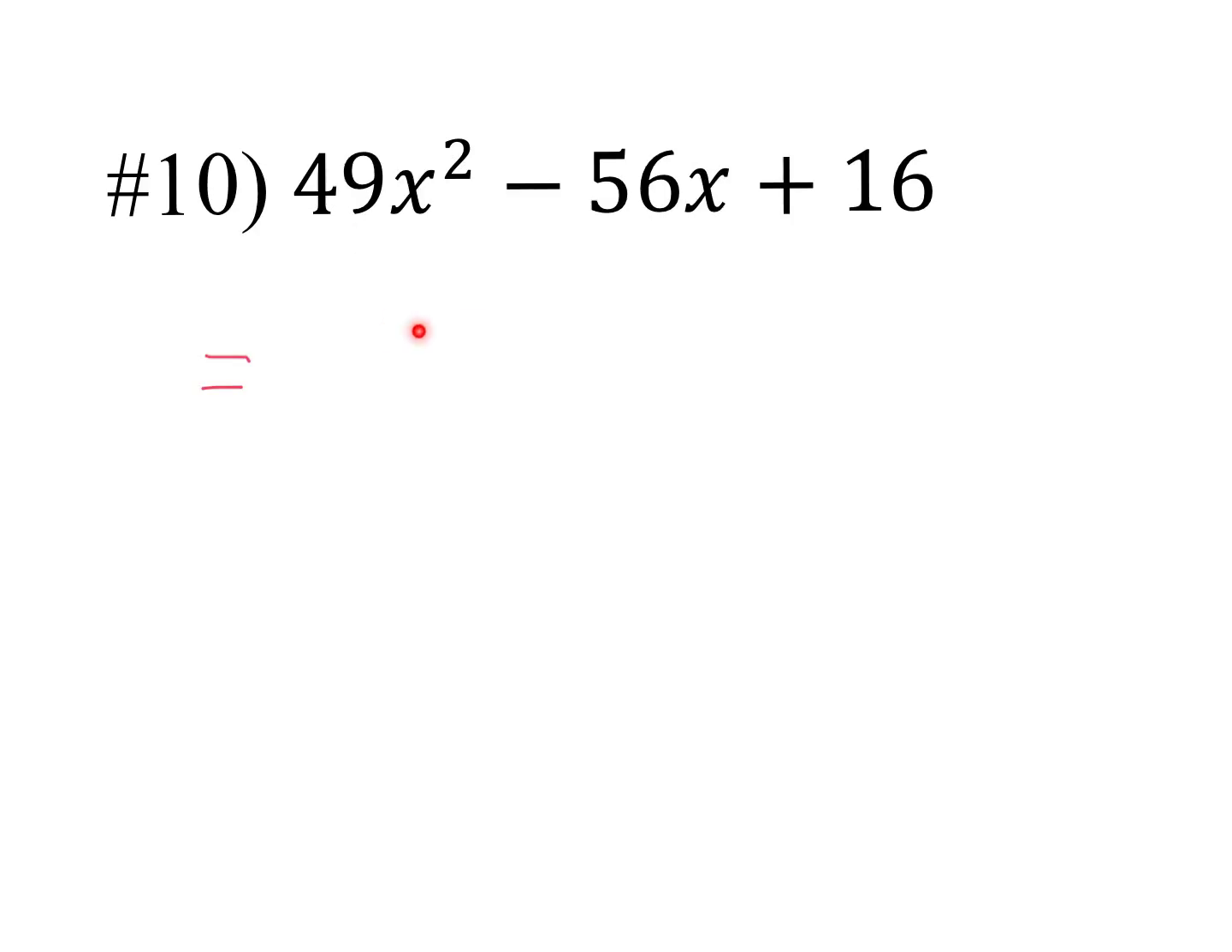Is 7 times 4 doubled the same as 56? Yes. 7 times 4 is 28. 28 doubled is 56. So this factors into 7x minus 4 quantity squared. And where did I get these numbers once again? And I miswrote that.